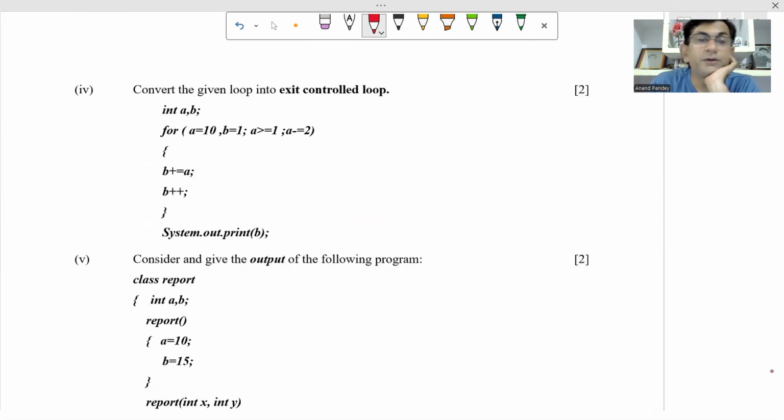Coming to question number 4. Convert the given loop into an exit control loop. Exit control loop means a do while loop.